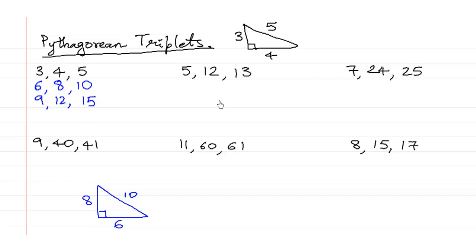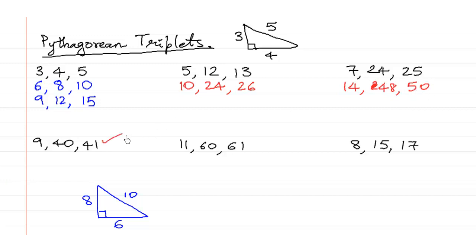Similarly, you can make the families of the other triplets also. For example, the double of 5 is 10, double of 12 is 24, and the double of 13 is 26. So this is also a Pythagorean triplet. Similarly, 7, 24 and 25. So the families are 14, then 48, and 50.